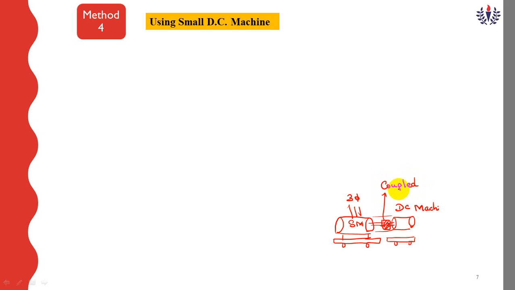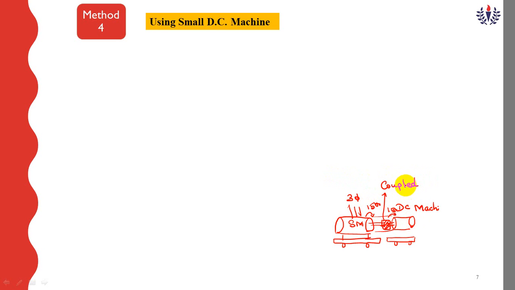The meaning of coupling is that we have to connect two machines. The shaft of one machine will be connected with the shaft of another machine. So if the synchronous motor is running at 1500 rpm, the DC machine should also be running at 1500 rpm. Both should run in the clockwise direction. That is the concept of coupling.